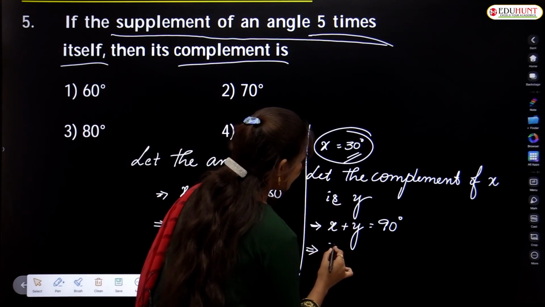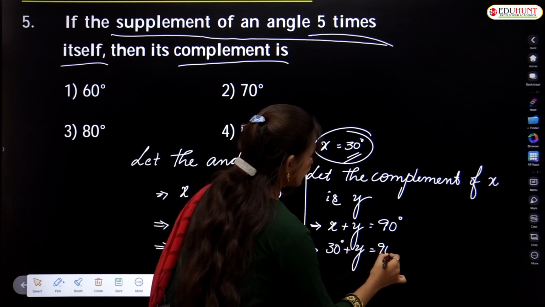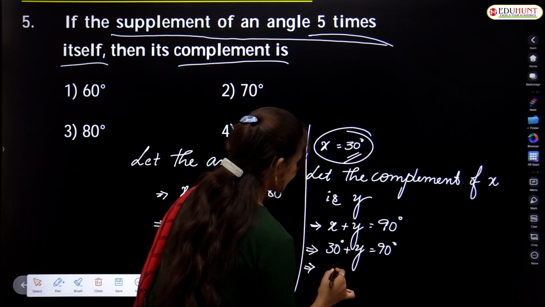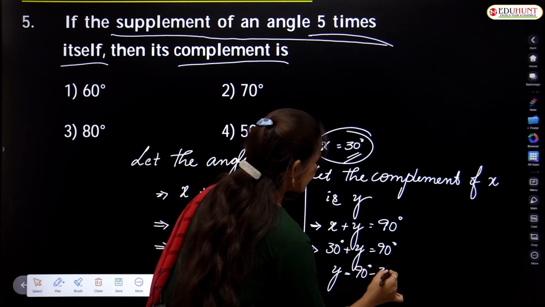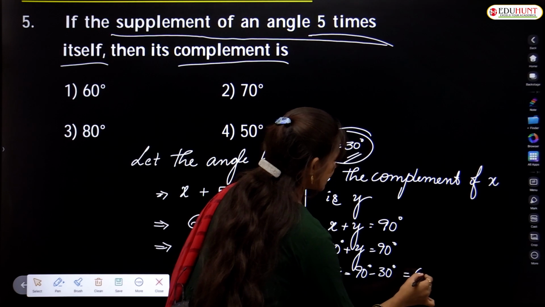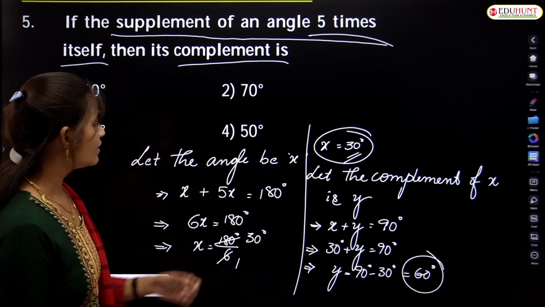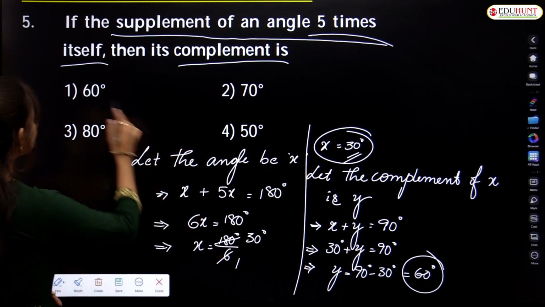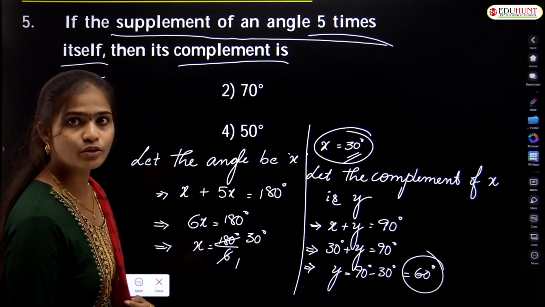So what is the x value here? 30 degrees plus y is equal to 90 degrees. So y is equal to 90 degrees minus 30 degrees, which is equal to 60 degrees. Okay, so what is the answer? y is equal to 60 degrees. Option 1 is correct.